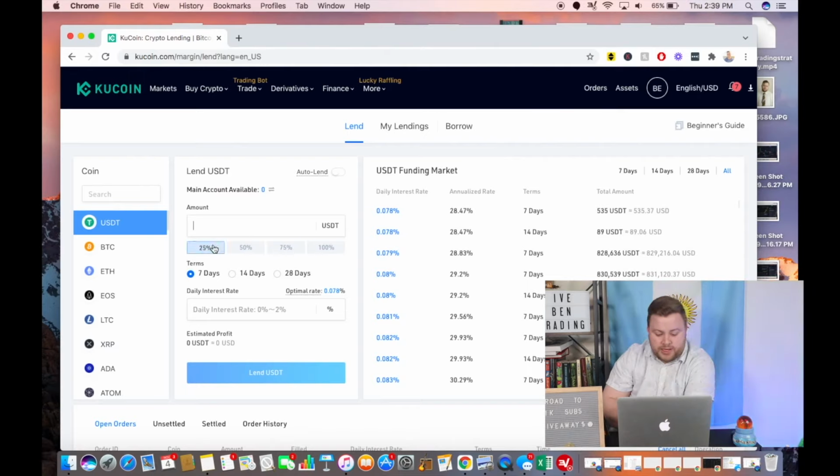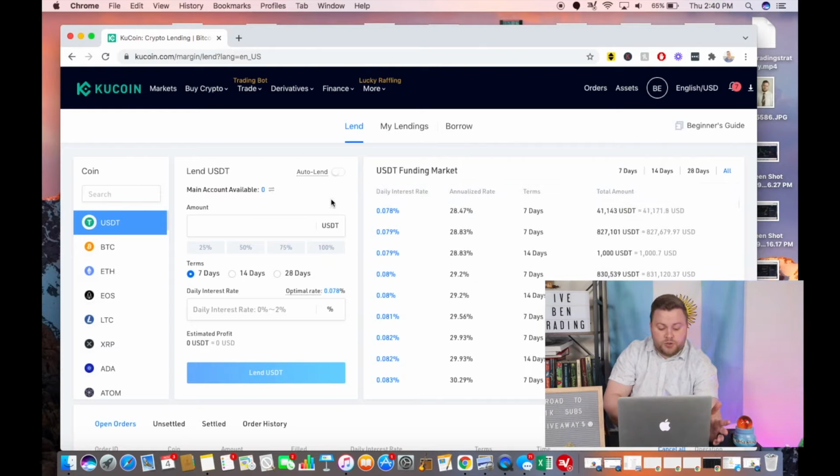So when you lend, like I said, there's a 7-day, 14-day, and 28-day period. You can even lend USDT and earn up to 28% APY. This fluctuates. I just saw it earlier at 24%, so this can definitely change.